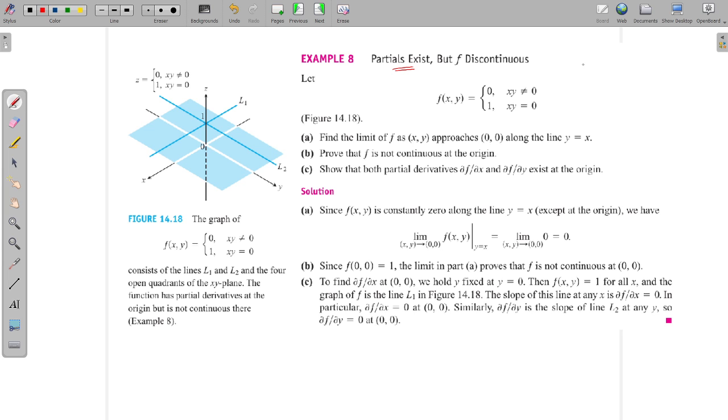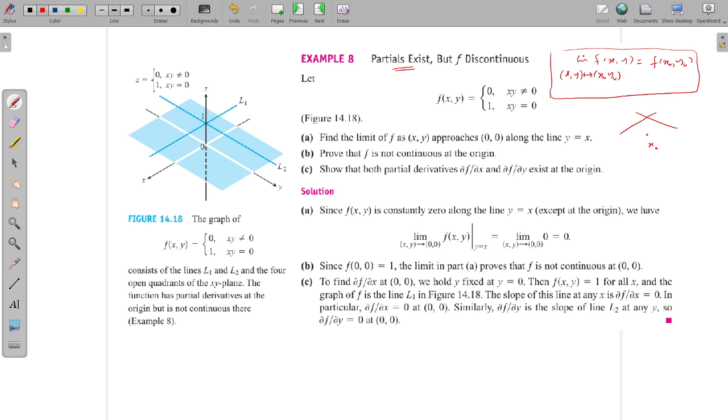Continuity means that if you consider the limit of the function f of x, y as (x, y) tends to (x naught, y naught), and this coincides with f of x naught, y naught, we can say that this function is continuous, otherwise not. So in order to find the continuity, we need to consider the limit. This is the function in the xy plane.